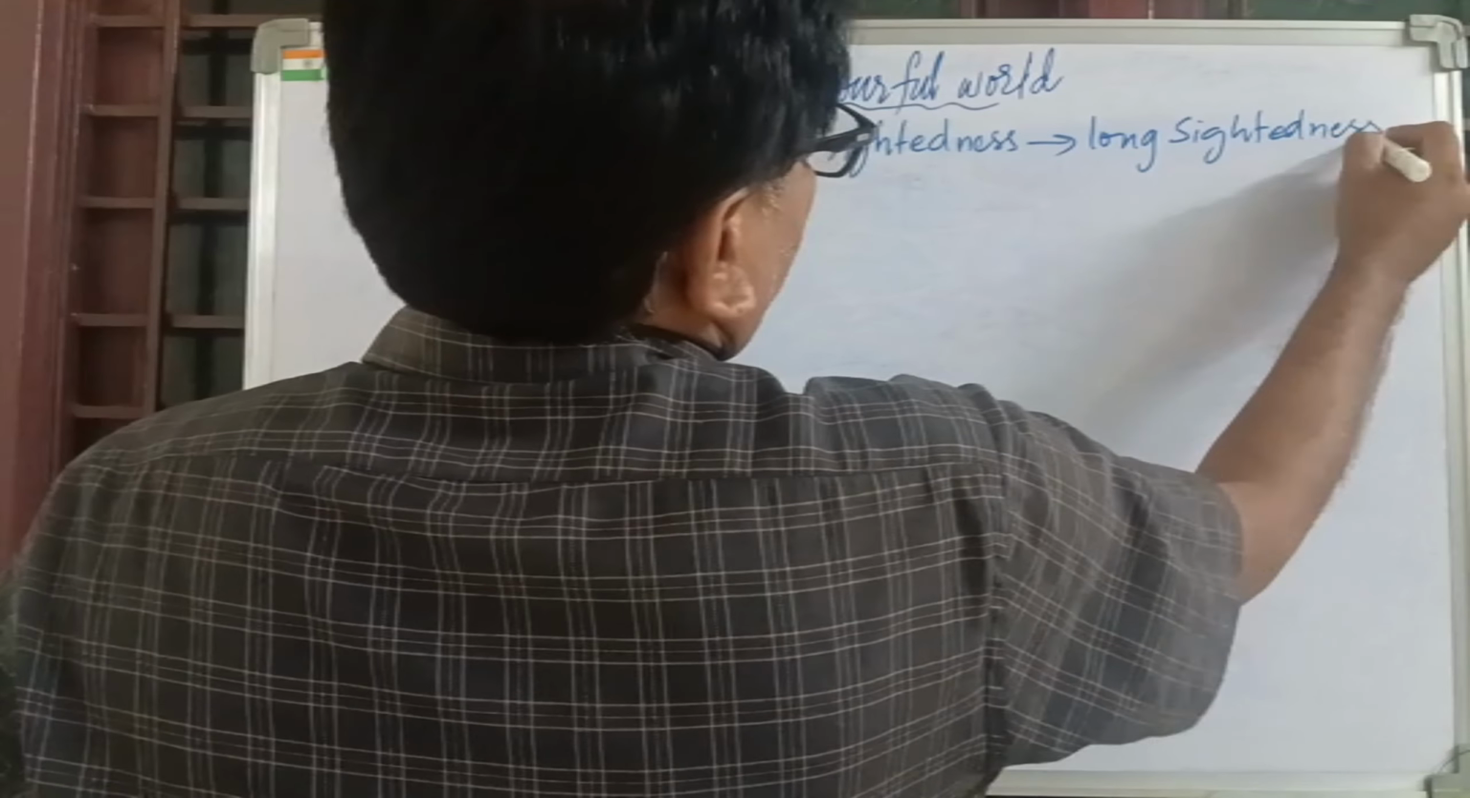Now our topic is what? Hypermetropia. He can see object which is far. He cannot see object which is near. Therefore, what point arises here? Near point.